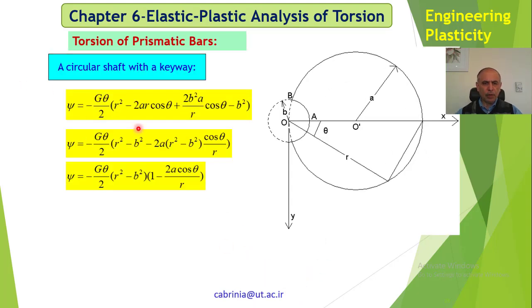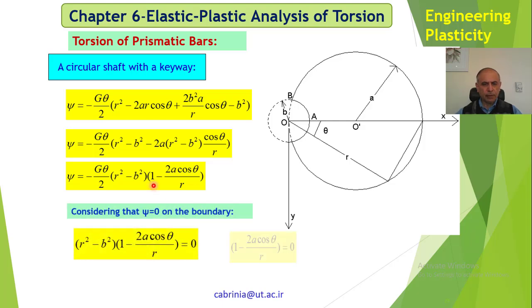And if we simplify this a bit, and factorize this parenthesis, we get this. So note that here everything is constant except r and theta. And of course this theta is different from that theta. Don't forget that. Maybe we should have used a different angle for this one. Now, considering that psi equal to 0 on the boundary, then this should be equal to 0, and from this we get r equal to 2a cos theta.